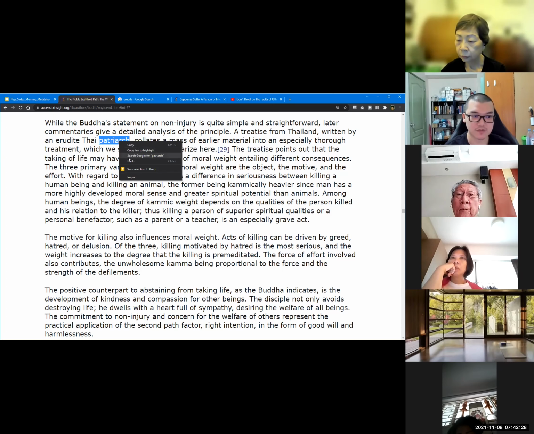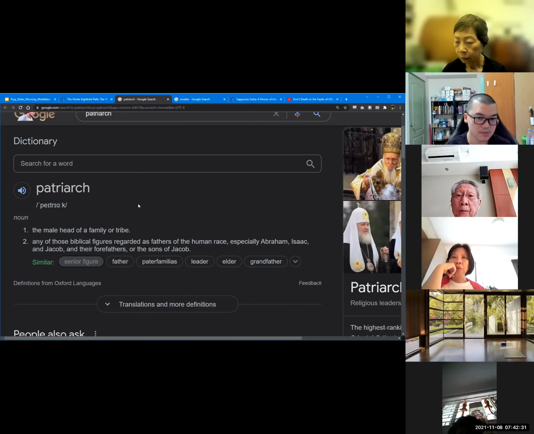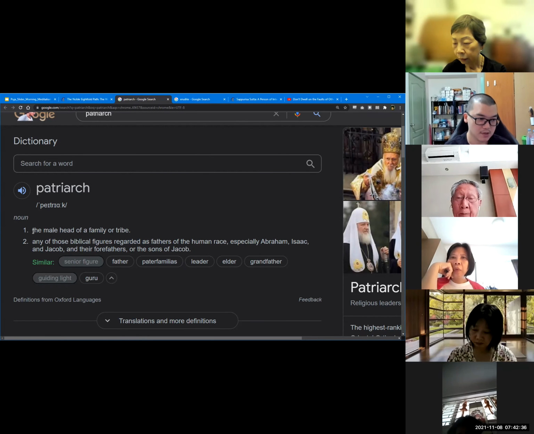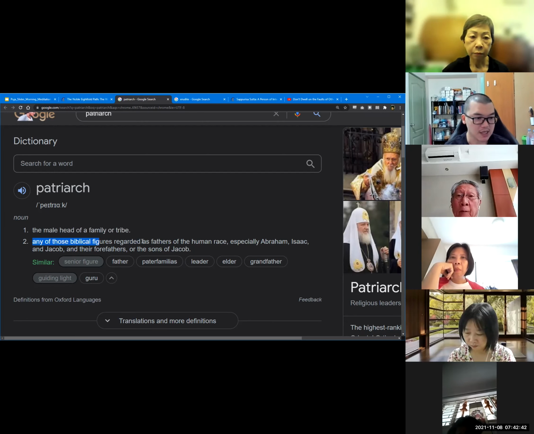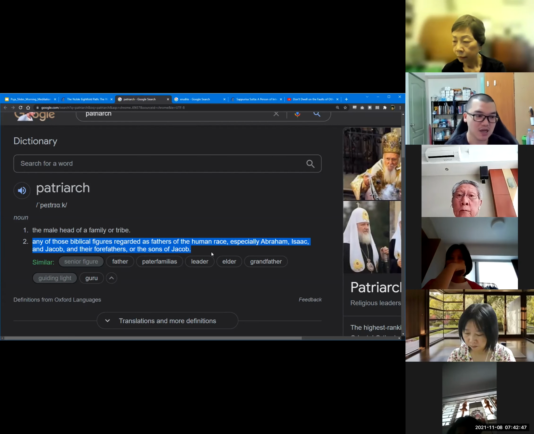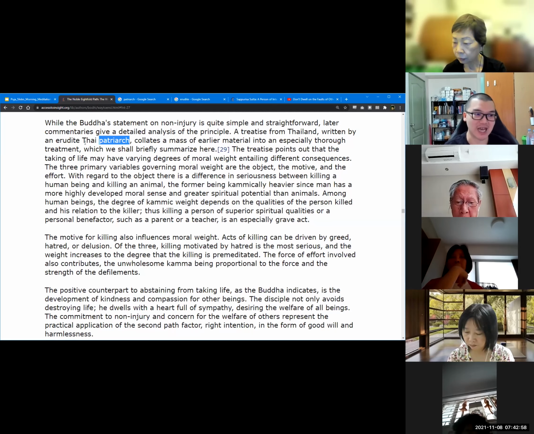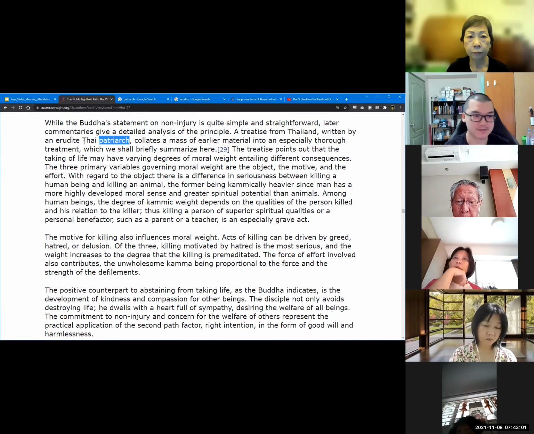What is a patriarch? It has two definitions. First, the male head of a family or tribe. Second, any of those biblical figures regarded as fathers of the human race, especially Abraham, Isaac, and Jacob, and their forefathers, or the sons of Jacob. This is more in the Christian context, but I think what is meant by Thai patriarch here is in the Buddhist context. So, an expert from Thailand.